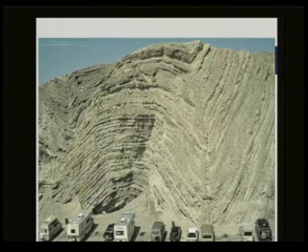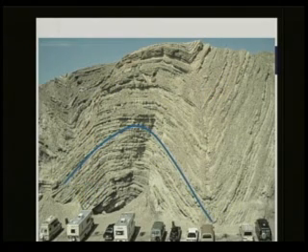Okay, here are folded rocks in the Calico Mountains, southeast California, and note that we have an anticline here outlined in blue, and we have a syncline here outlined in green, and the anticline and syncline share a limb. Now, how do I know that's a syncline? You can recline in it.